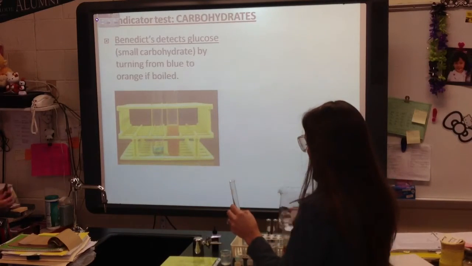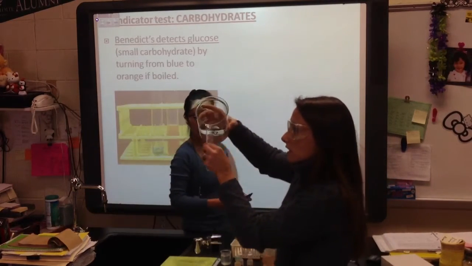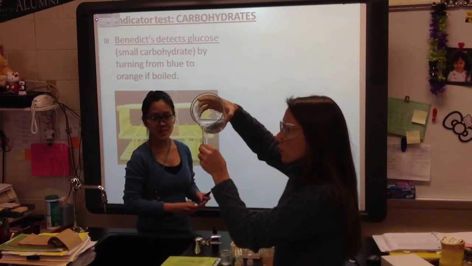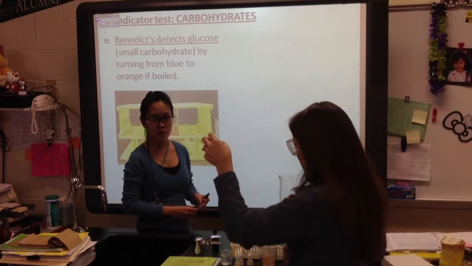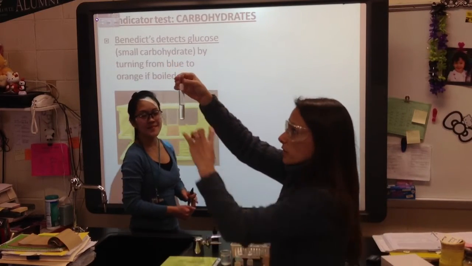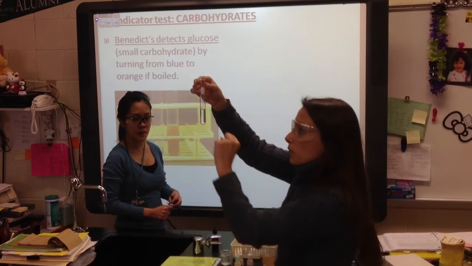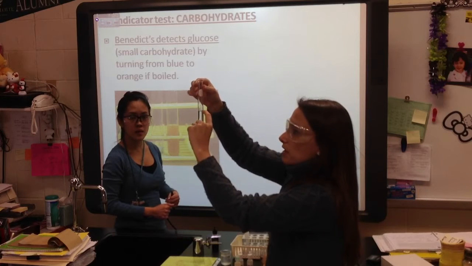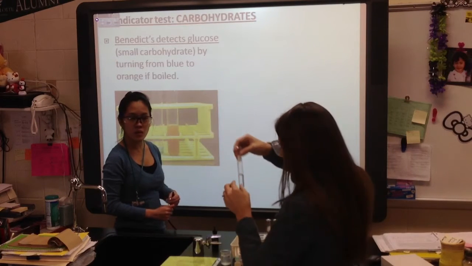Now when you perform the test, you're going to be filling the test tube about 1/4 full of water. It doesn't have to be exact, but the idea is that you're going to be adding a sample, and we want to add a little bit of the sample, but we need enough liquid to be able to see it.